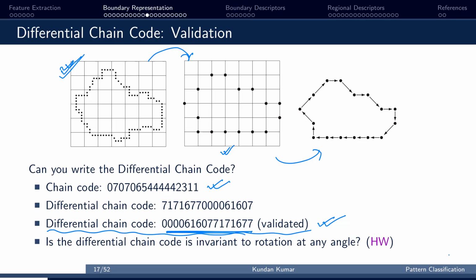But is the differential chain code invariant to rotation at any angle? Here we have verified by rotating our boundary image at an angle of 90 degrees. So what if we rotate our boundary image at an angle of 30 degrees? In that case, will it be the same differential chain code or not? Think on it and try to answer.